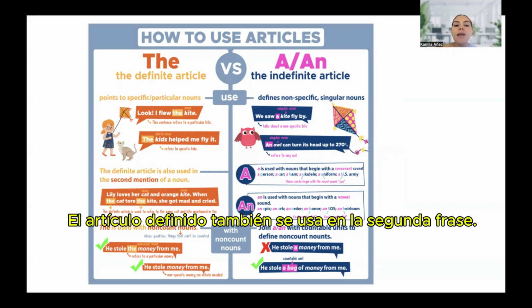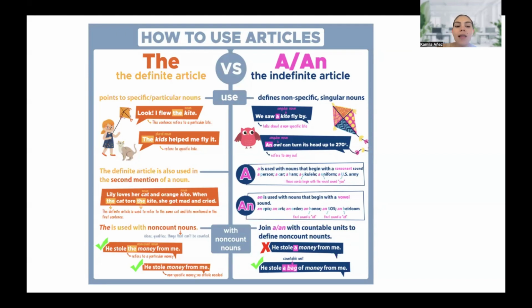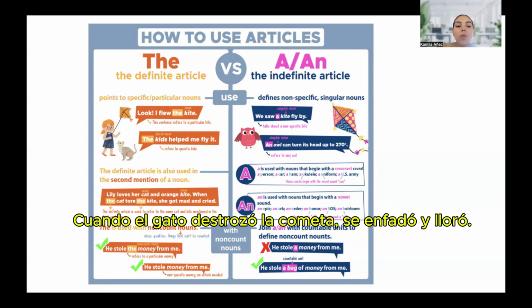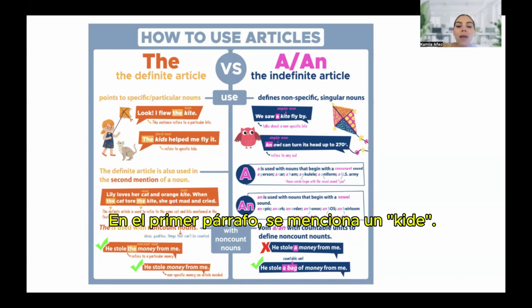Okay? The definite article is also used in the second mention of a noun. Let's see. Lily loves her cat and an orange kite. When the cat tore the kite, she got mad and cried. The definite article is used to refer to the same cat and kite mentioned in the first sentence.